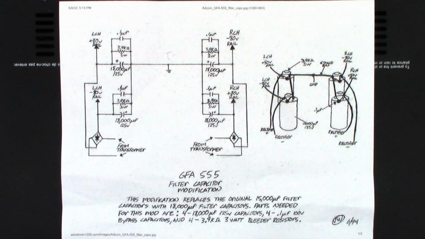So while we're waiting for this thing to finish up its test, the customer did include this filter capacitor modification instruction. I need to contact the customer and see if he wants to do this or if he wants to leave it as is. I would think he would want to do this since he included this. From woodman1200.com, date on it is 6/94, involves removing the original 15,000 microfarad caps, which I did test. 0.00 ohms ESR, they test absolutely perfectly, even though they are from 1986. And replacing them with 18,000 microfarad 125 volt capacitors. So I'll get a hold of the customer and see if he wants to go forward with this capacitor replacement or just leave it as is.